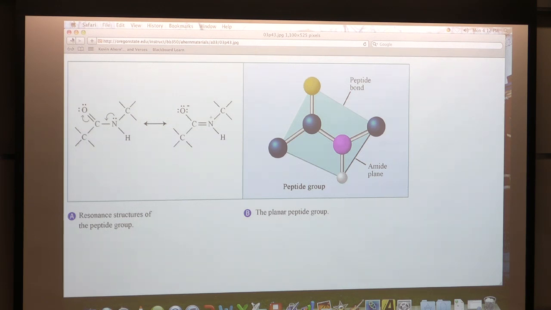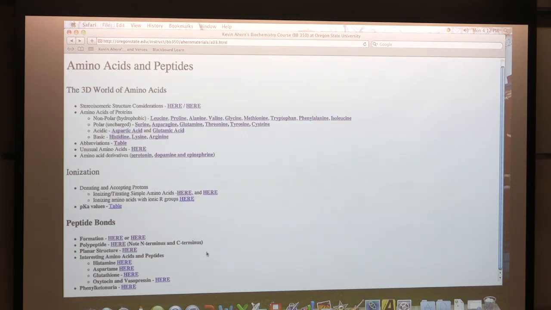Now that allows us to actually understand structure. I'll say a little bit more about structure in just a bit, but it allows us to do some simplification in understanding structure. And believe me, simplification is good.